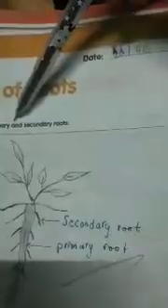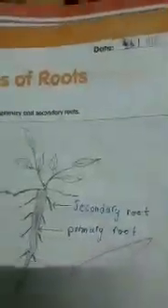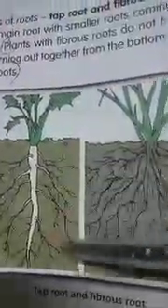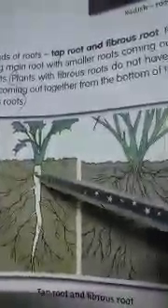Open your workbooks now. In this workbook, just see here, first one, what do you have? Draw the taproot, label the primary root and the secondary root. So when you see in the reader also, this is the primary root and these short roots coming out are called secondary roots. So this diagram you have to draw in the workbook. Got it? Next one.